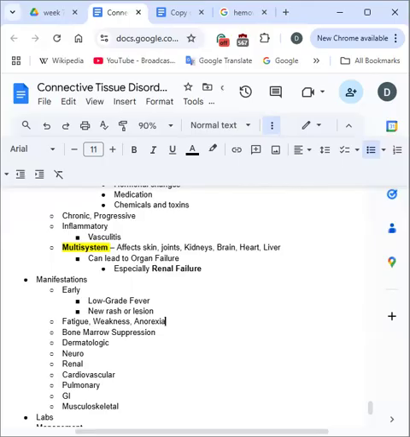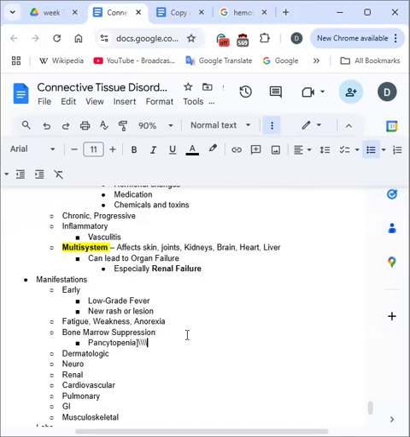There's potential for bone marrow suppression. So whenever you think of bone marrow suppression, you should think about pancytopenia. That's anemia, thrombocytopenia, and leukocytopenia. So low RBCs, low H&H, low platelets, low white blood cell count, or at the very least, immunosuppression of some kind.